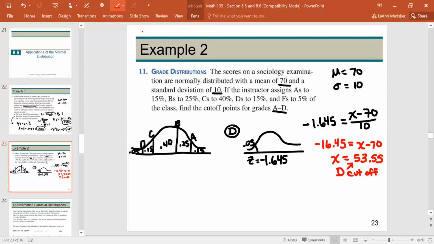So now we want to look at what do I have to do to get a C. So I'm going to do that one right here. Now, it's a little bit tricky once you move past the D, because what you have to realize is that the cut point is what we care about.